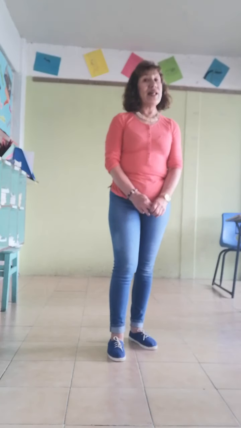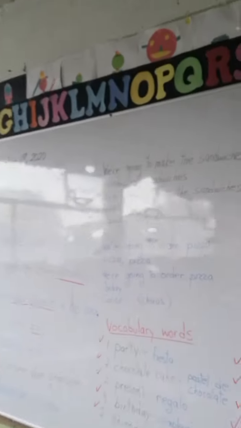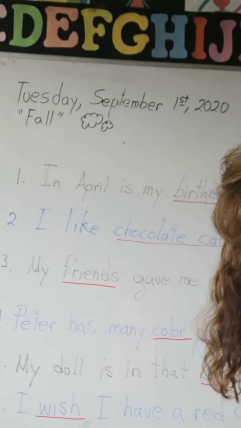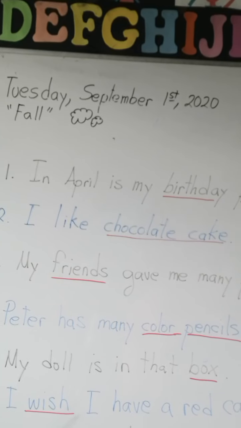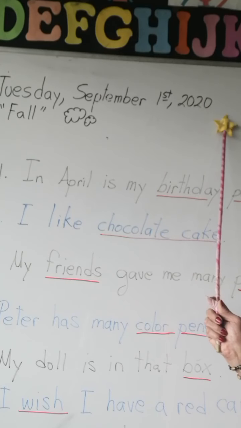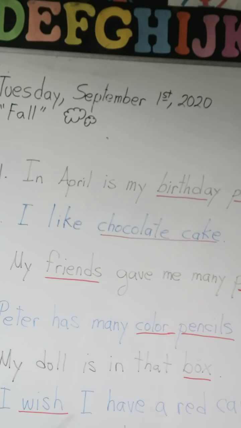Okay, kids. Well, let's start with the alphabet, first of all. And then, we are going to continue working because we have a lot of work today. Okay? So, I'm going to show you that I already wrote the date here. Okay? And you are going to write it in your notebooks. Okay? Today is Tuesday, September 1st, 2020. It's fall and it's a cloudy day. Okay? Well, kids. Now let's continue with the alphabet.